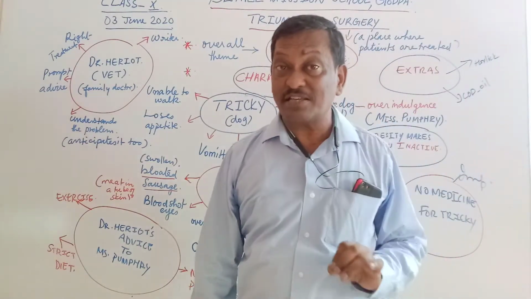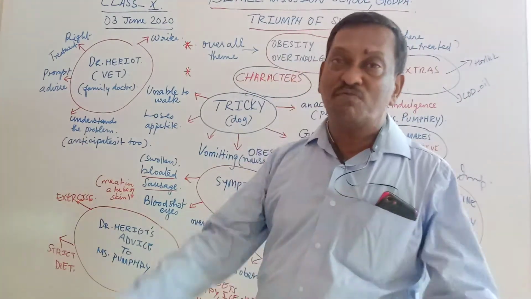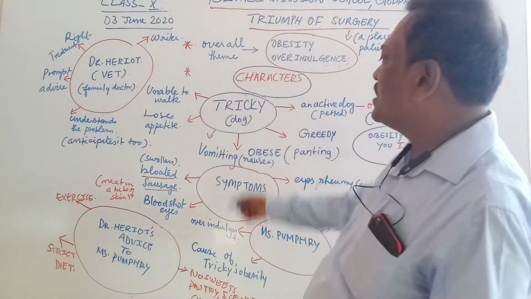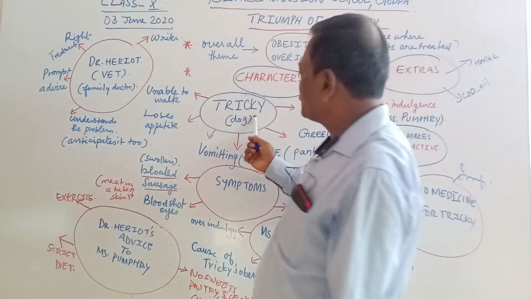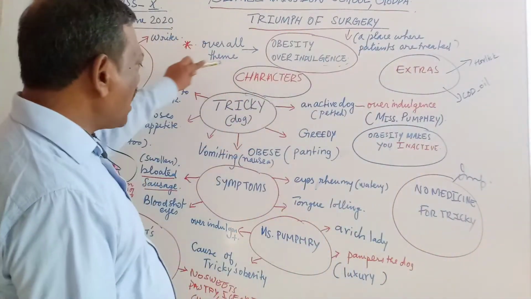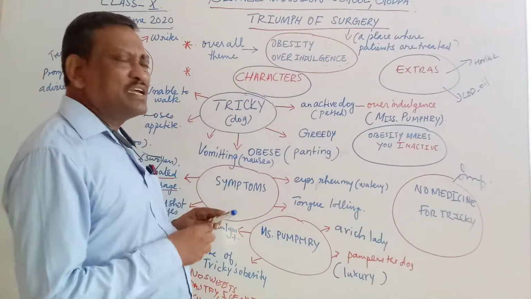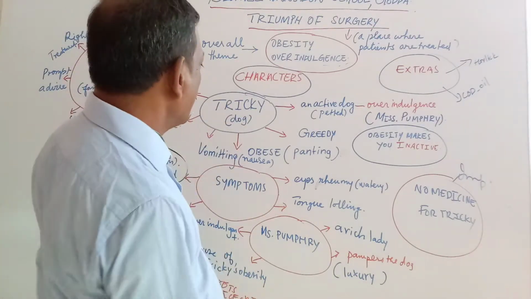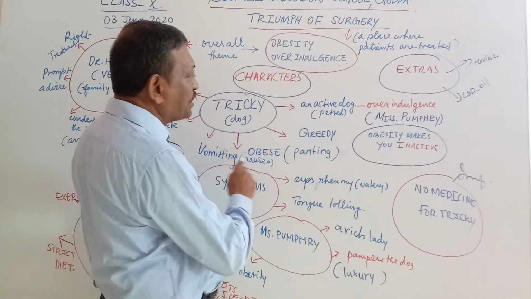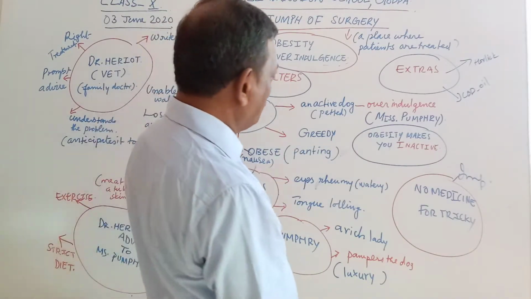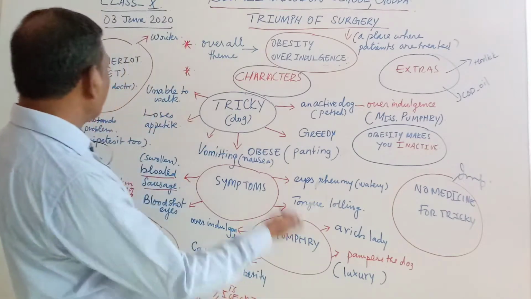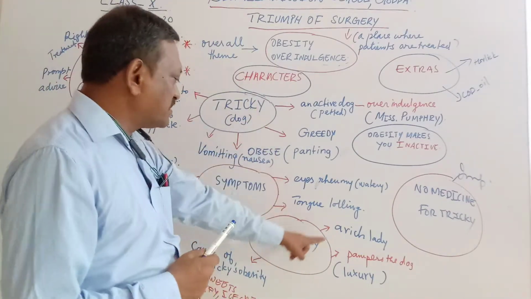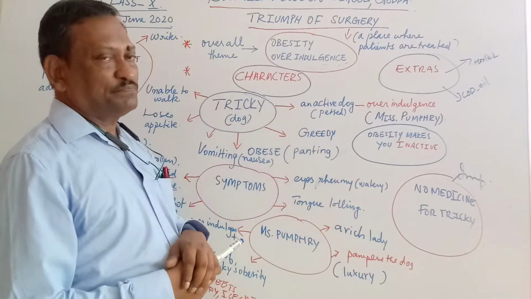So in this lesson, a dog becomes overindulgent. It becomes greedy. And what is the name of the dog? Tricky is the name of the dog. Now, let's have some brief idea about this dog, Tricky. Tricky was a dog that was petted by Mrs. Pumphrey. Mrs. Pumphrey was a very rich lady and she petted this dog, Tricky, as a pet dog.